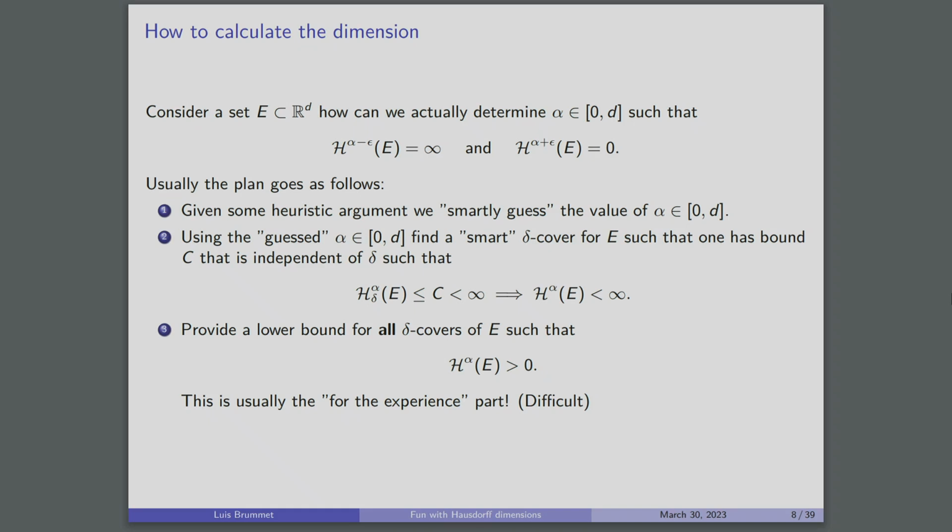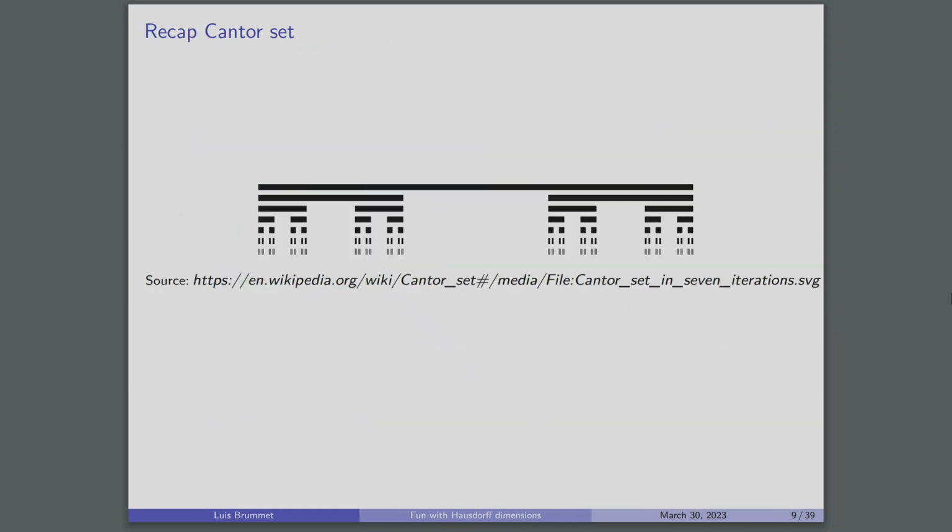We're going to see this in a second. And then the actually much more non-trivial question is, how can you provide a lower bound for all delta covers of E? Because the alpha content or the alpha Hausdorff measure is defined as the infimum over all the covers. So you need to find a lower bound for all the covers, and that is kind of hard because there are a lot, basically. So how do you establish a bound like this? This is usually the experience part, as I say, which means it's a lot of fun but difficult, and maybe sometimes you make mistakes calculating it. So let's give an example.